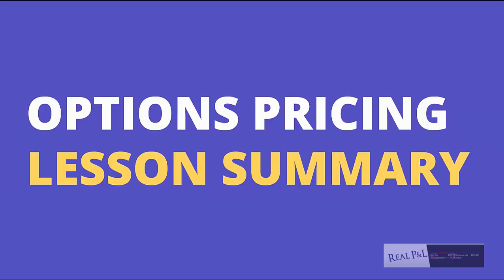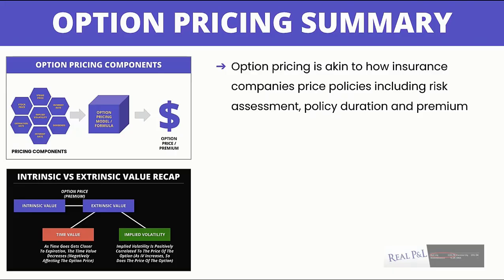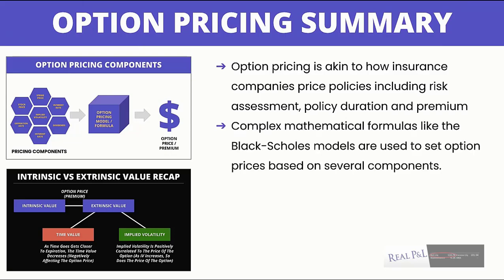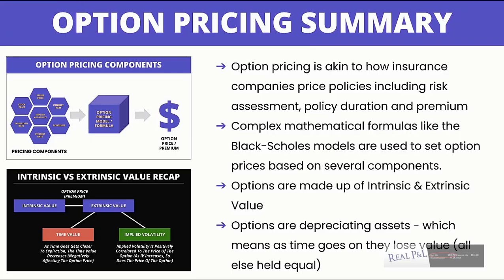The option pricing lesson summary. Option pricing is akin to how insurance companies price policies, including risk assessment, policy duration, and premium. Complex mathematical formulas like the Black-Scholes model are used to set option prices based on several components. Options are made up of intrinsic and extrinsic value. Options are depreciating assets, which means as time goes by, they lose value, all else being equal, of course.